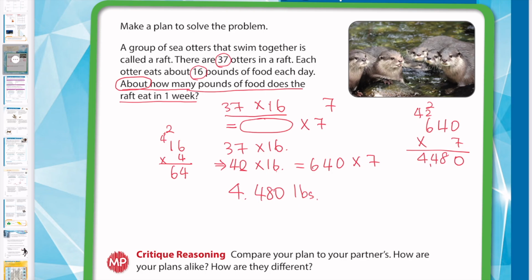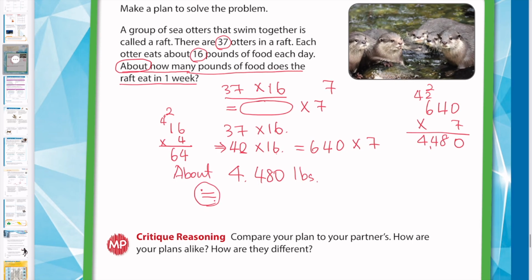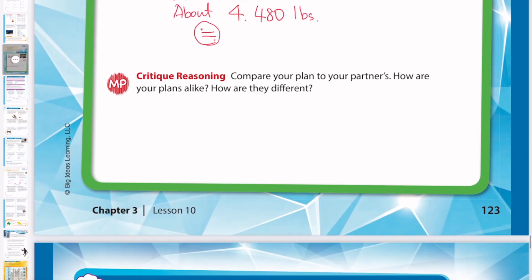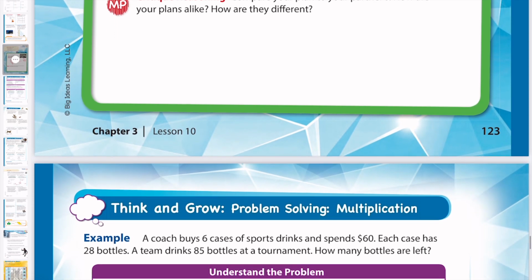All right, you need to say "about," by the way. About 4,480 pounds. And you're going to learn later, there is a symbol for "about," which is like an equal sign, but you put 2 dots, on top and the bottom. This represents about. It's not exact, but it's about, okay? All right, let's go ahead. Share your plan with your partner. You can skip that one.